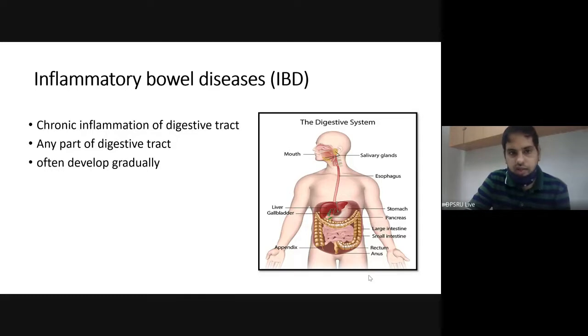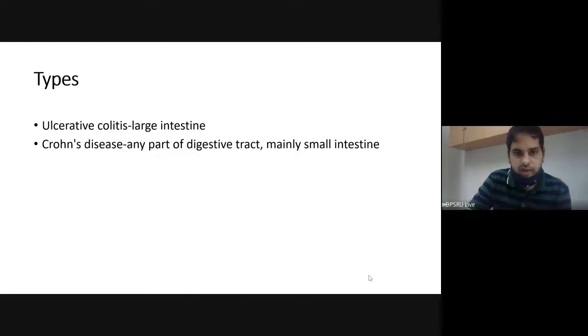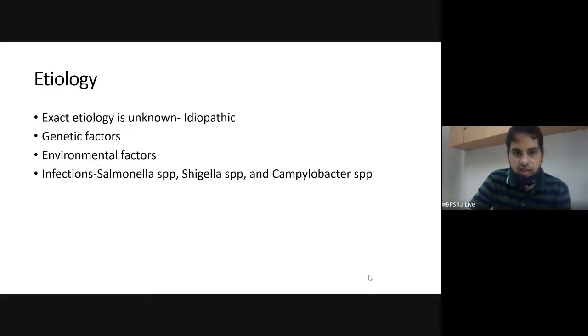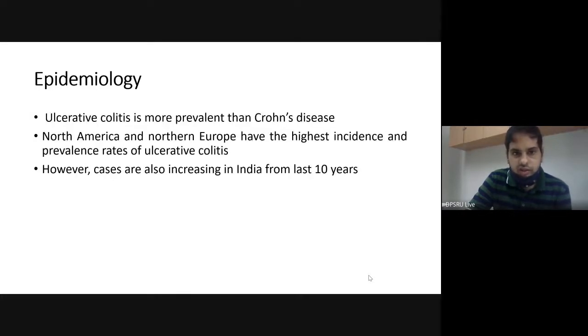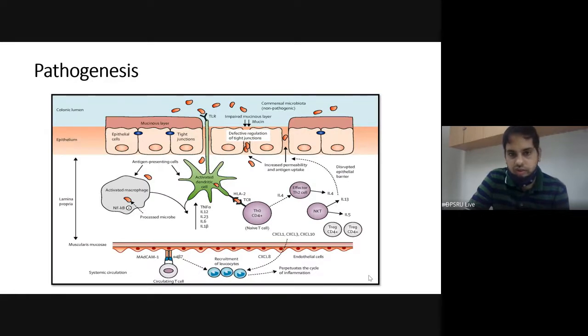So what actually IBD is, what are the different types of IBD, what is the etiology of IBD, we have already covered epidemiology, whether ulcerative colitis is more prevalent or Crohn's disease is more prevalent, in which area it's more prevalent, and we have discussed its pathogenesis, as it's an autoimmune disorder. So we have discussed how the immune system is not able to recognize our own body cells.